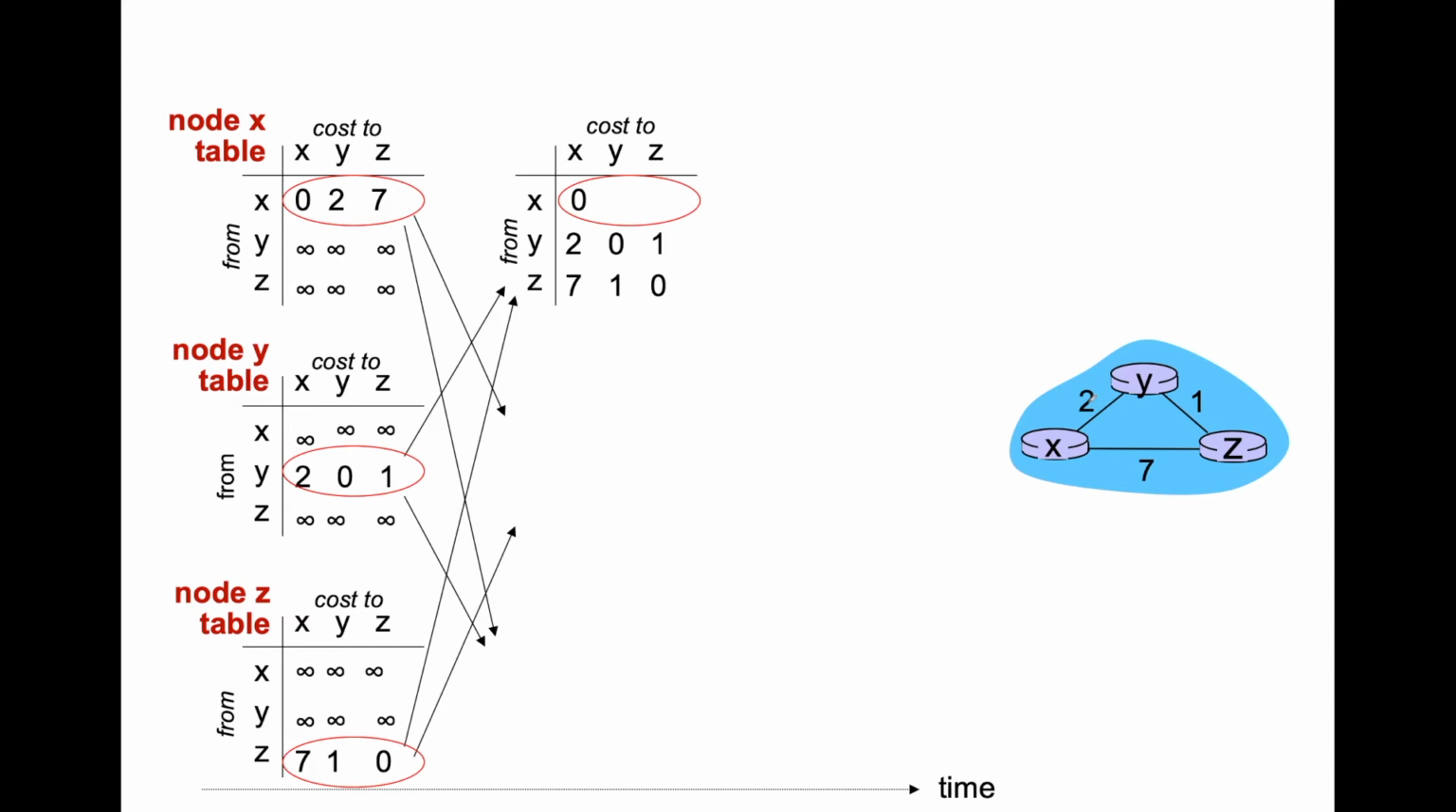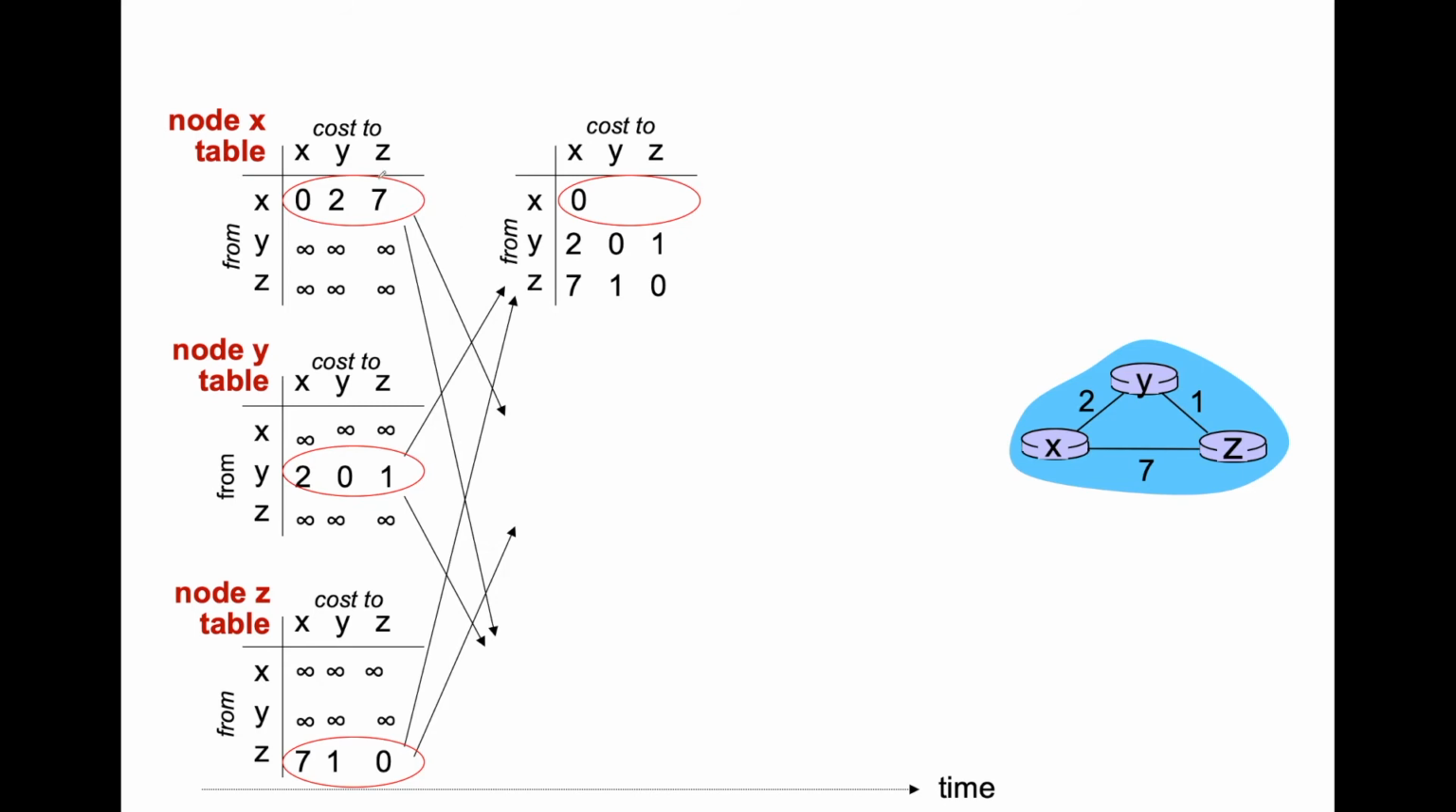So here we have a very simple router network. We have three routers, X, Y, and Z. X shares an edge with Y and Z at a cost of 2 and 7 respectively. Y shares an edge with X and Z at a cost of 2 and 1 respectively. And lastly, Z shares a link with X and Y at a cost of 7 and 1 respectively.